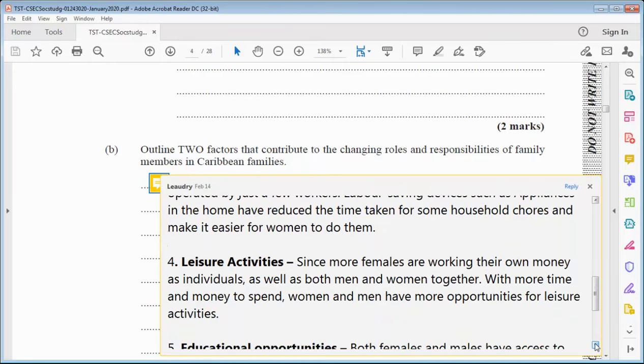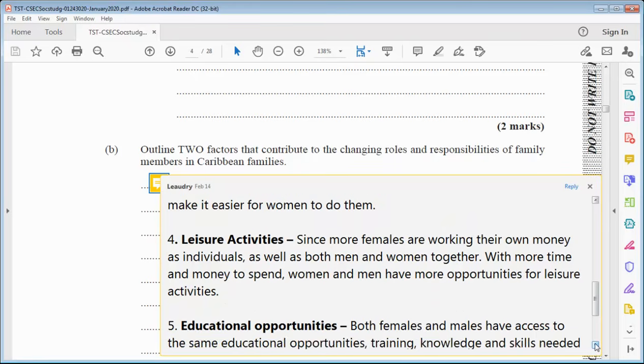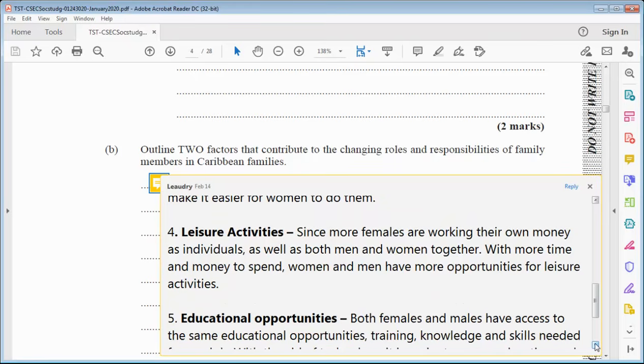What's another factor? Four, leisure activities. Now, since more females are working and earning their own money as individuals, as well as both men and women together, with more time and money to spend, women and men have more opportunities for leisure activities. So they can go on a vacation and so on because of the joint income. They can take part in more leisure activities.